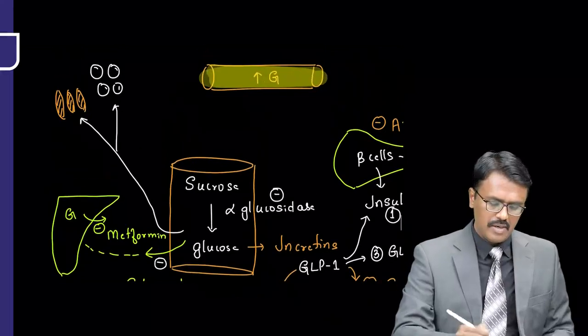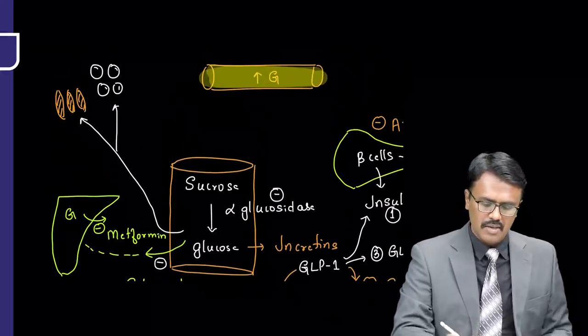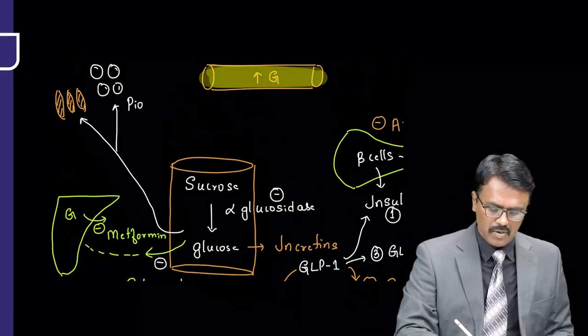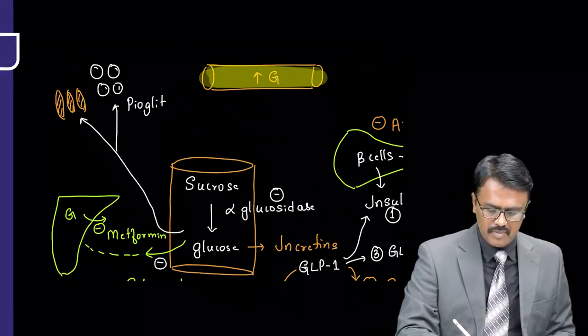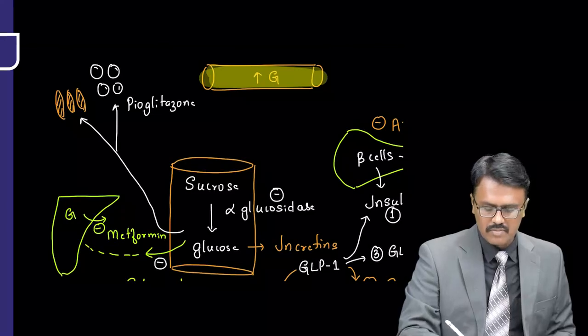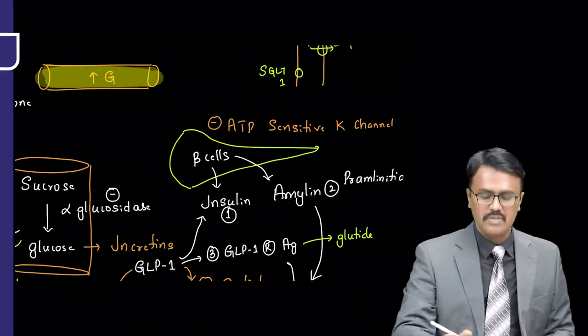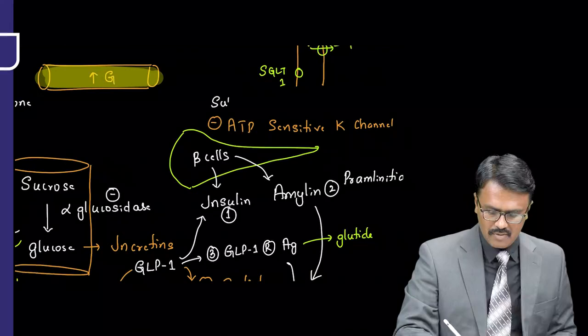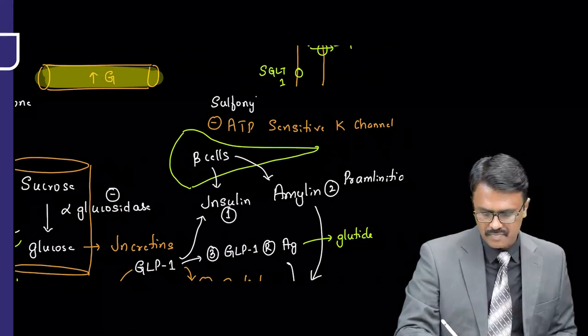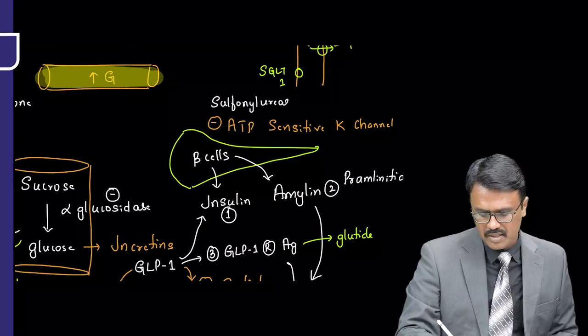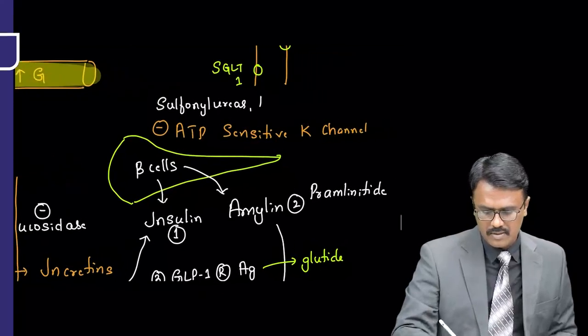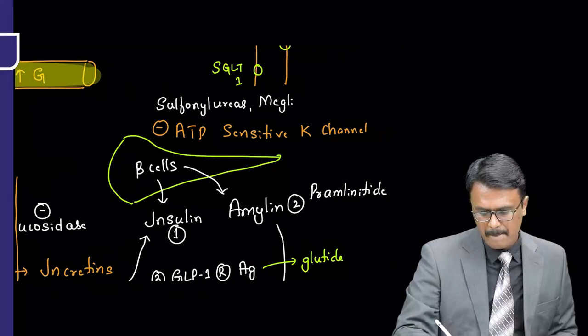And uptake, particularly in adipose tissue and skeletal muscles, can be increased by a drug by the name pioglitazone. Then you can also inhibit the ATP sensitive potassium channels. They are called sulfonylureas. And one more group of drugs are called meglitinides.